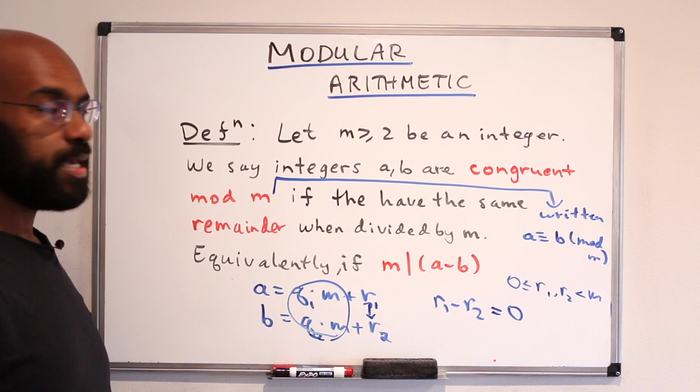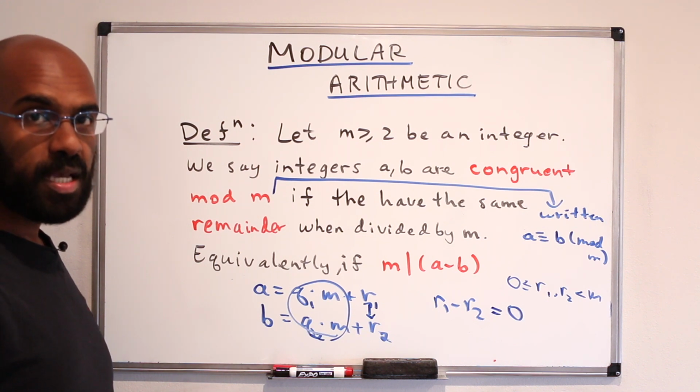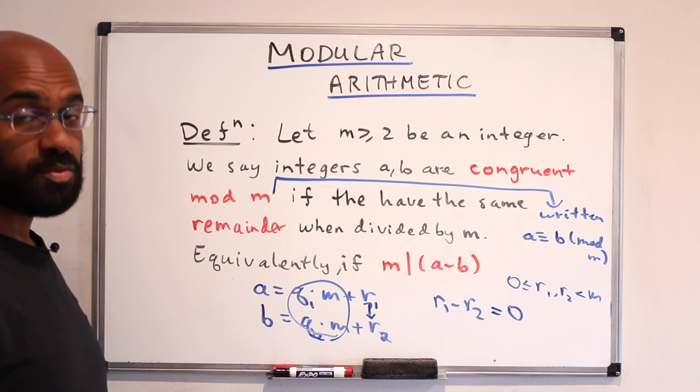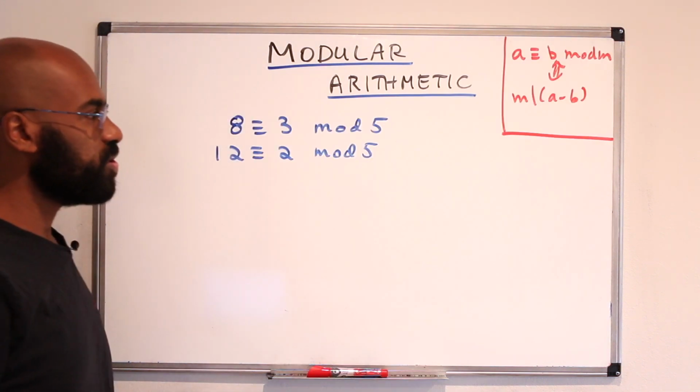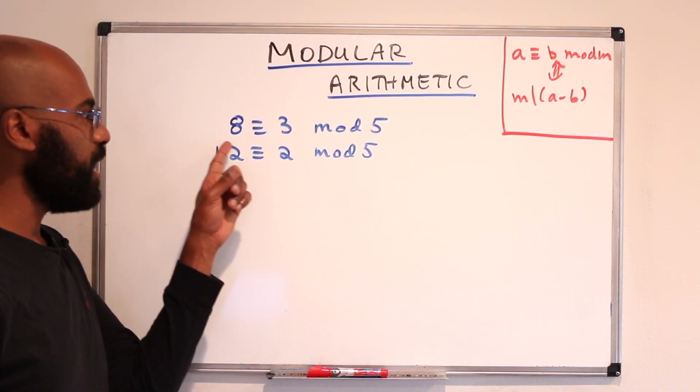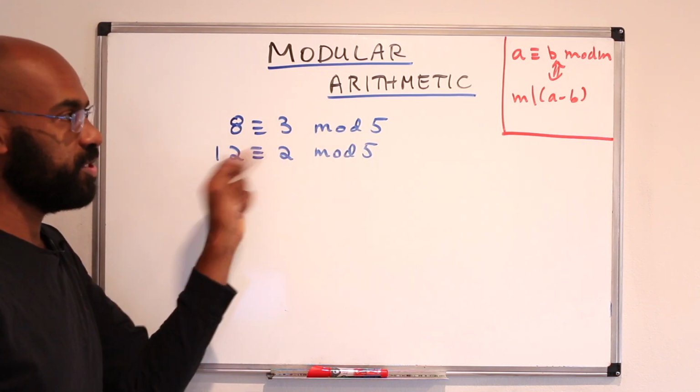And now I want to play again with examples to get a sense, and then see some consequences of this. And today we're going to see some really cool consequences in terms of divisibility. So to start, I want to look at these two examples here. So 8 is congruent to 3 mod 5. Their difference is a multiple of 5.